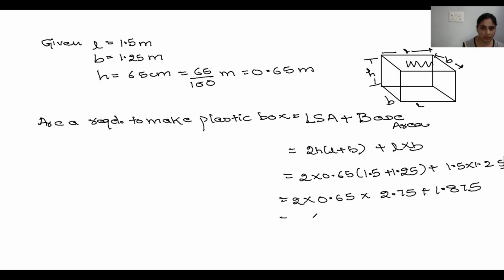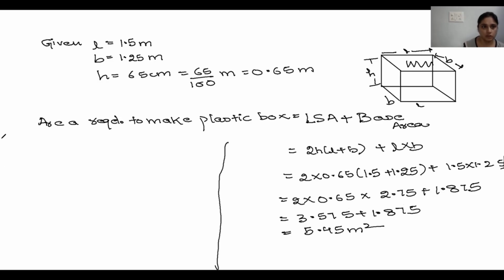1.875. Now when we are going to multiply this we will be getting 3.575 plus 1.875 which is equal to 5.45 meter square. ये किसके इक्वल होगा बच्चा? 5.45 meter square. Now this is, we are through with the area. I am making a partition to find out the cost for the second part. This was the first part of the question.